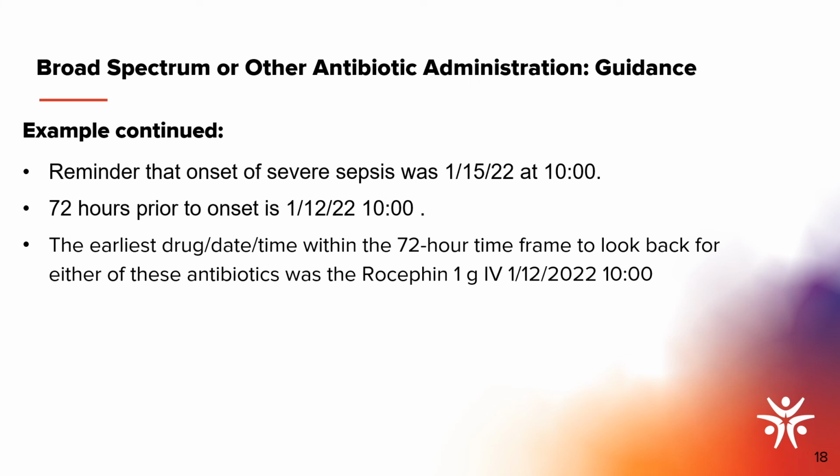We determined that the vancomycin and Rocephin are the two antibiotics that we will be looking for because they were both administered within 24 hours prior to the onset of severe sepsis. Reminder that severe sepsis was 1/15 at 10 o'clock. We determined that the 72-hour time period for review is 1/12 at 10 o'clock. The earliest antibiotic given on 1/12 was Rocephin at 10 o'clock, and this will be abstracted as the initial antibiotic date and time.